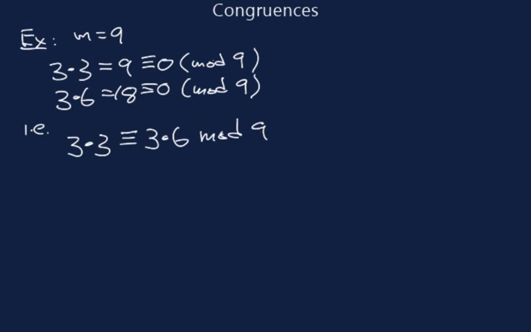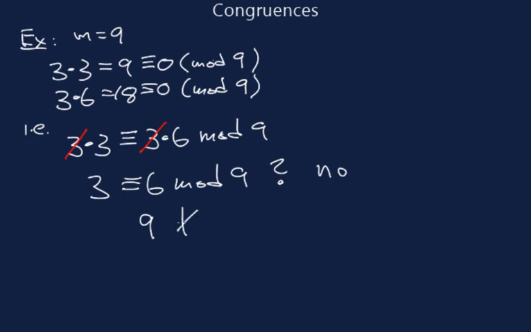Now, I want to know whether I can cancel the 3's from both sides of this expression and conclude that 3 is equal to 6 mod 9. That's the question. And the answer is no. So something went wrong here. You can't cancel in the way you might have thought you could. And this is an important point.